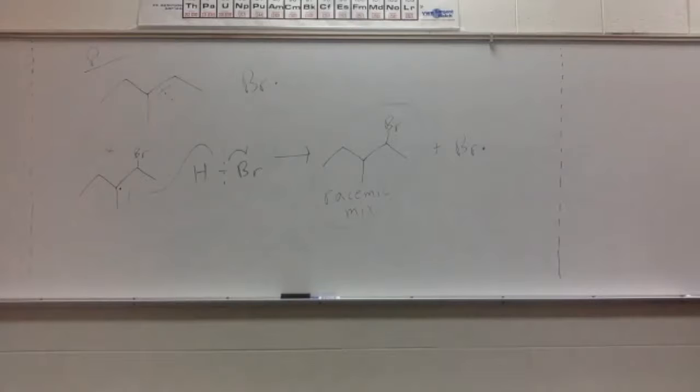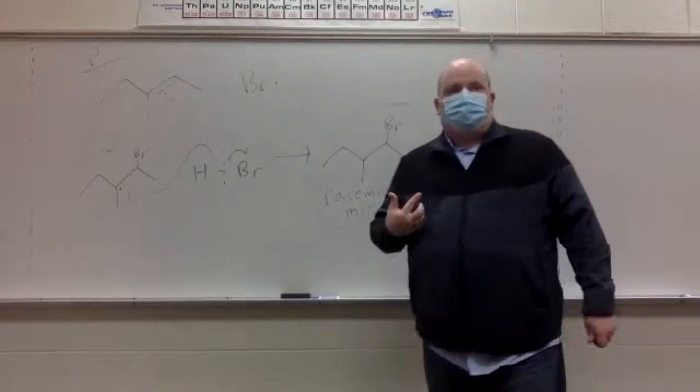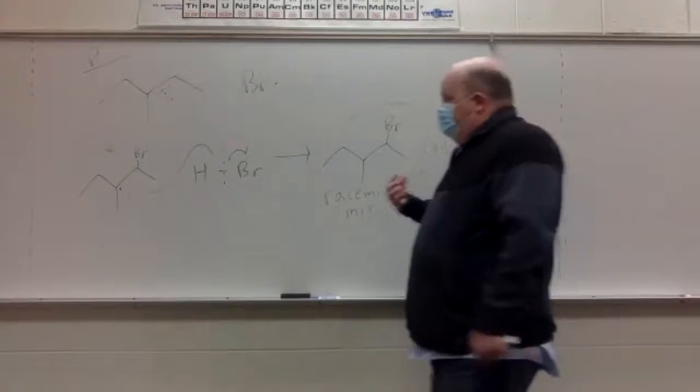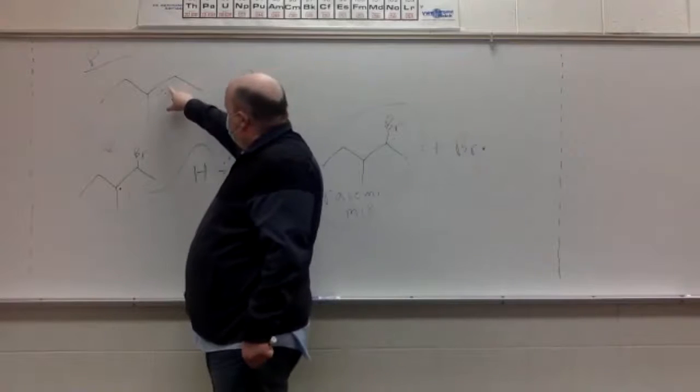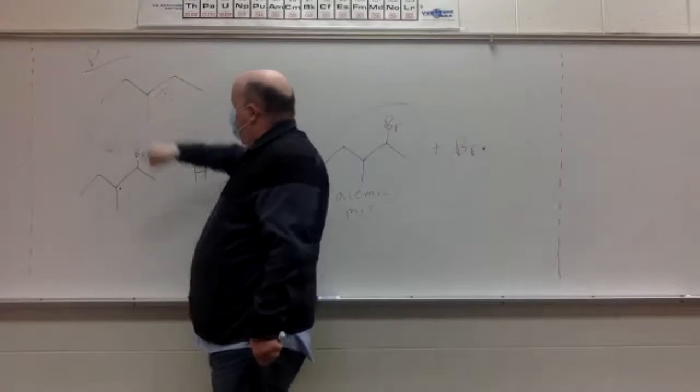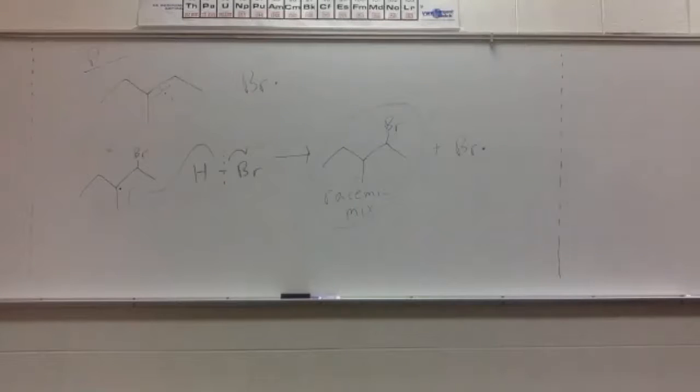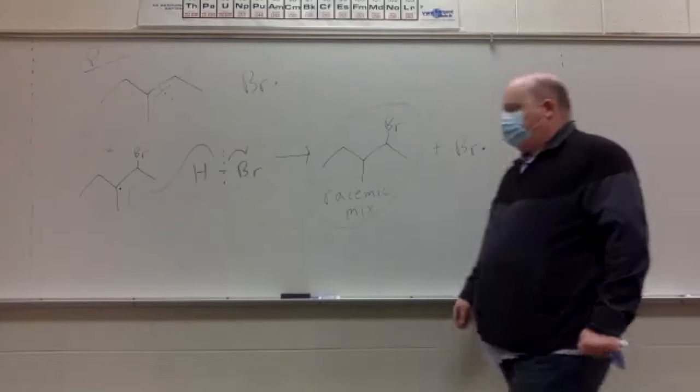And again, you can see this is an anti-Markovnikov addition. If we're doing this ionically, where you add H plus and then you add Br minus, the H plus would have gone here and the Br would have gone here. So whether it's a radical or ionic mechanism, that's really important. It plays a big role in where your components end up.